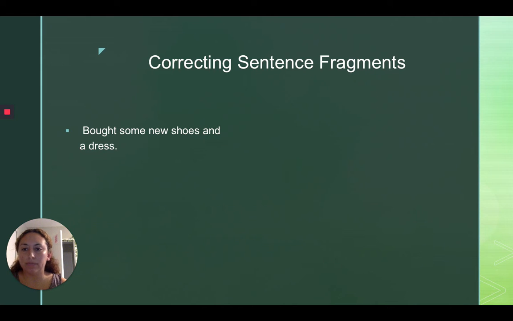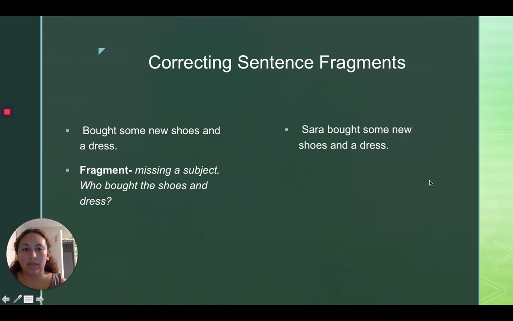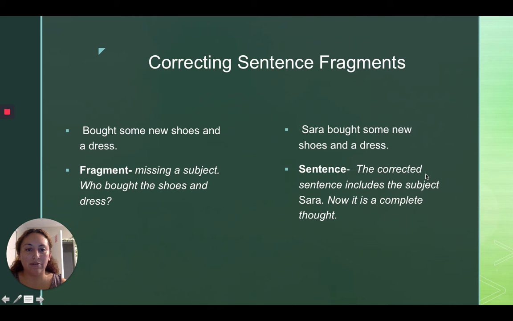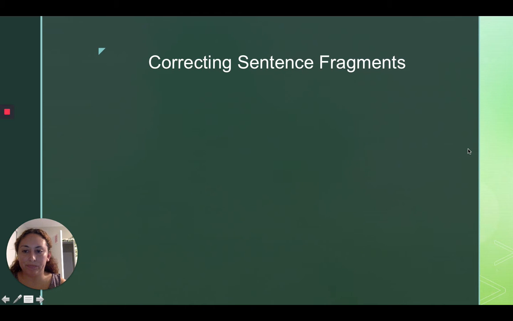Let's look at this example. Bought some new shoes and a dress. If you remember from the previous lessons, a complete sentence is made up of a subject and a predicate. This statement here, bought some new shoes and a dress, is a predicate, but we are missing the subject. Who bought some new shoes and a dress? So how do we correct it? Let's add a subject, Sarah. Sarah bought new shoes and a dress. The correct sentence includes a subject, Sarah, and the predicate, bought some new shoes and a dress.